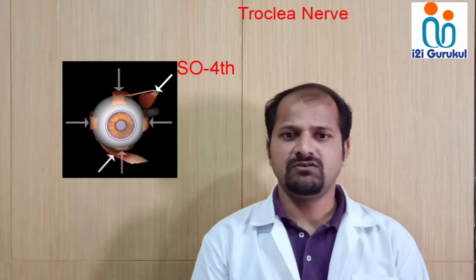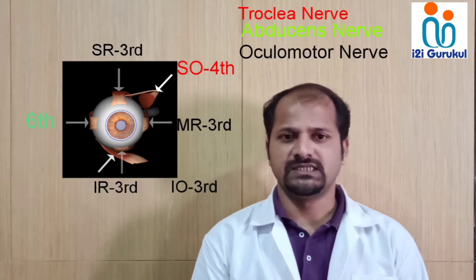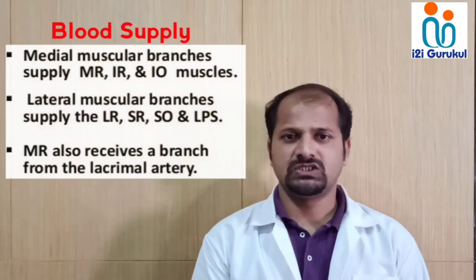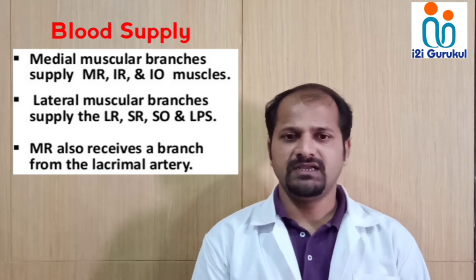Coming to the nerve supply of the extraocular muscles. The superior oblique muscle is supplied by the 4th cranial nerve and the lateral rectus muscle is supplied by the 6th cranial nerve. All the remaining muscles, the superior, inferior and medial rectus and the inferior oblique muscle, are supplied by the 3rd cranial nerve. Coming to the next point, the blood supply of the extraocular muscles. The blood supply is derived from the muscular branches of the ophthalmic artery.